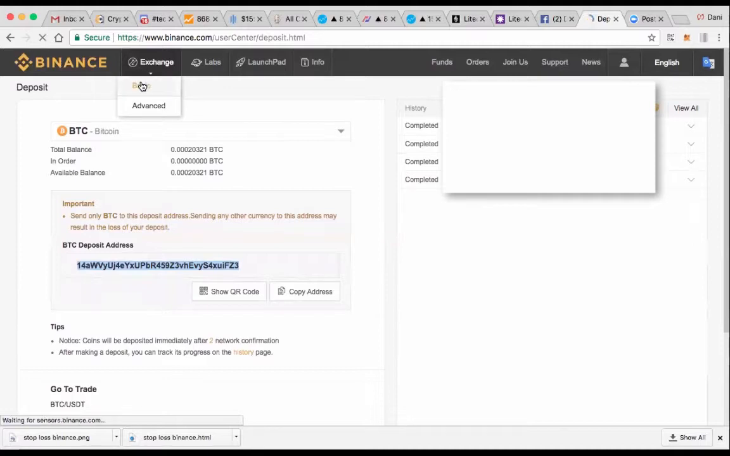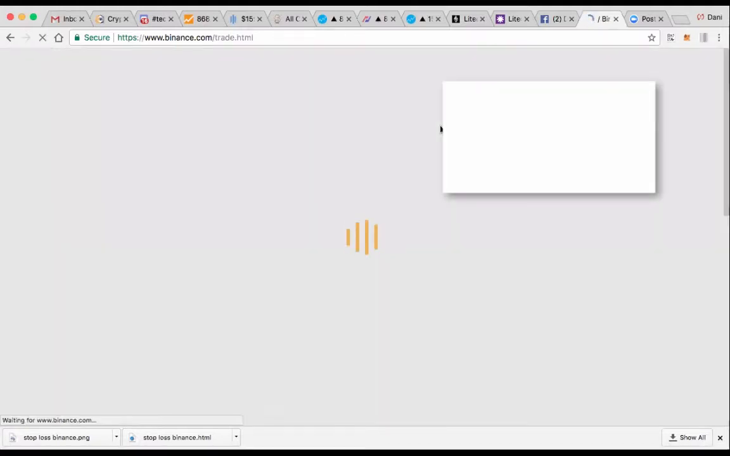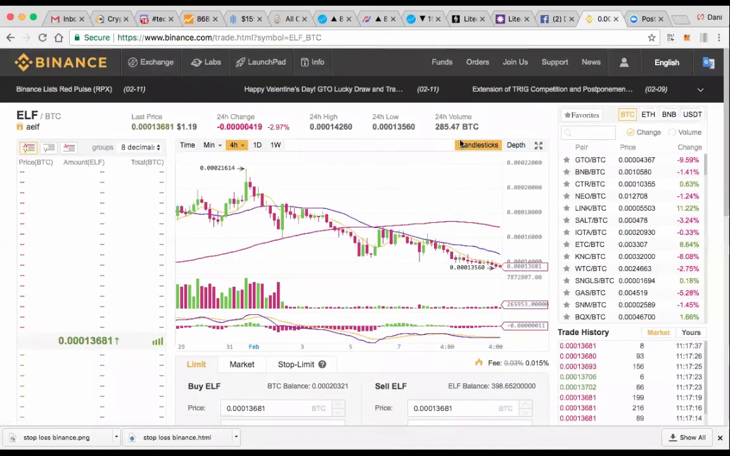I think that's really it with Binance. It's pretty simple. If you have any questions or I missed something, let me know and we'll do our best to cover it in a future class.